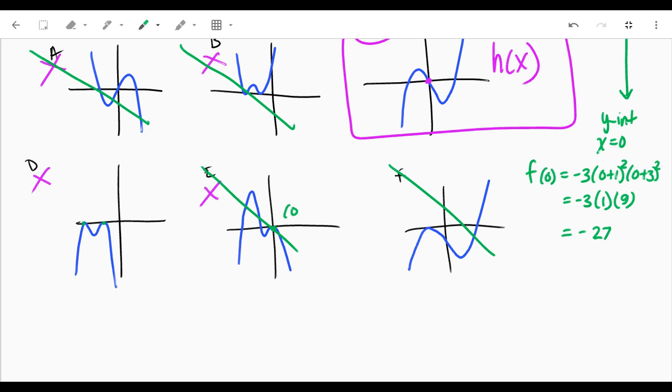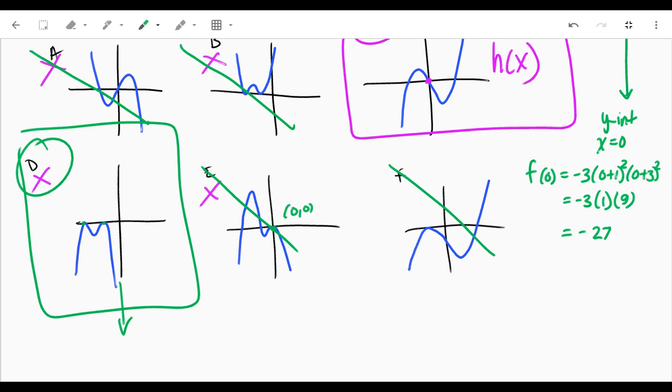E has a y-intercept at (0, 0). D, the y-intercept is clearly much farther down. So further confirmation that that one is going to be D. Okay, kind of fun to figure those out, right? All right. Okay, next one.